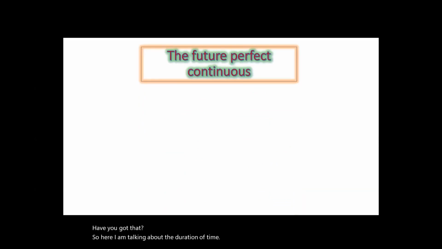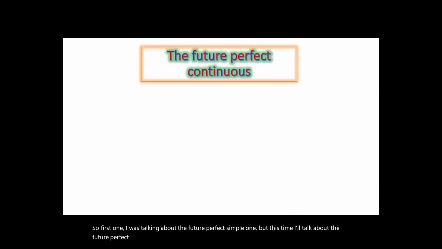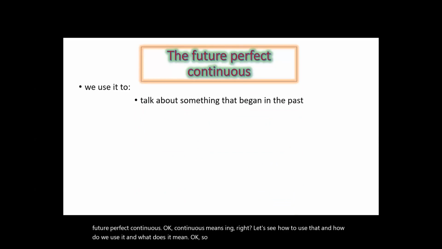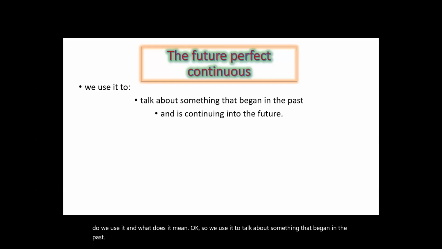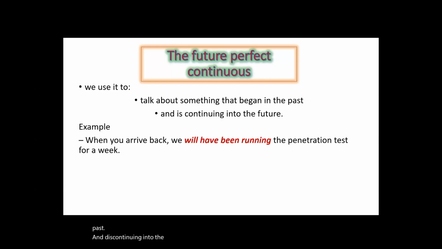Well, the first one I was talking about was the future perfect simple one. But this time I'll talk about the future perfect continuous. Continuous means -ing, right? Let's see how to use that and what it means, okay? We use it to talk about something that began in the past and is continuing into the future. Like what? When you arrive back, we will have been running the penetration test for a week.